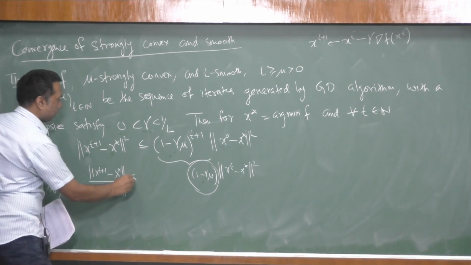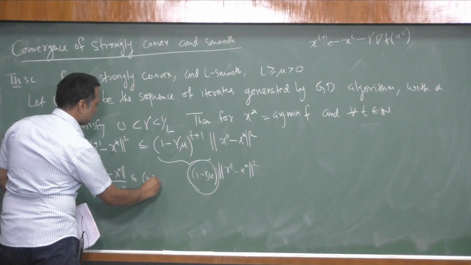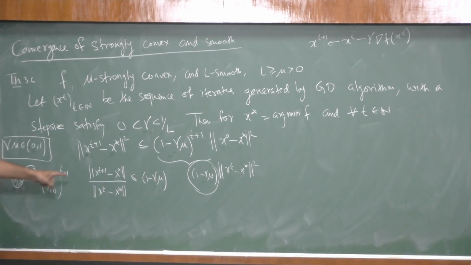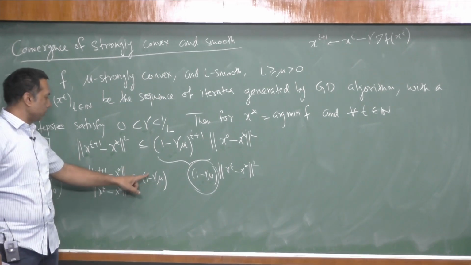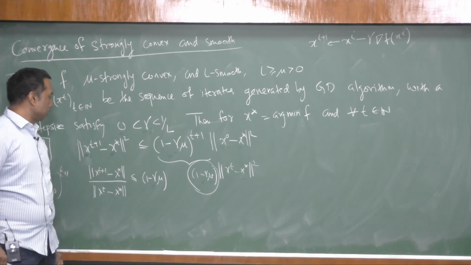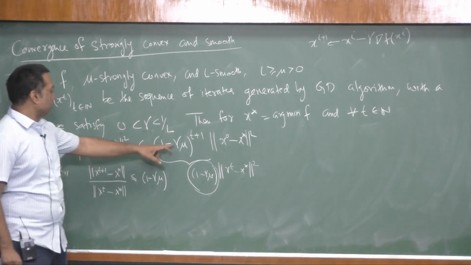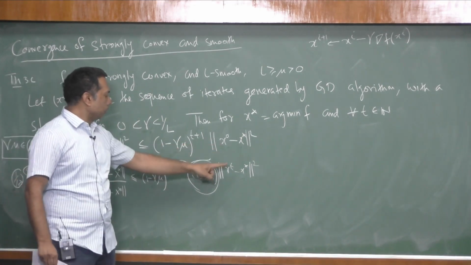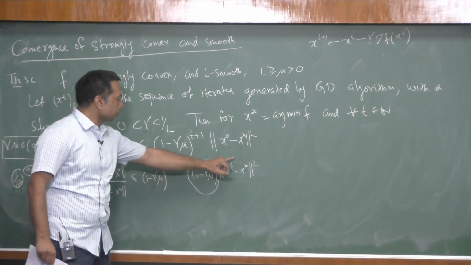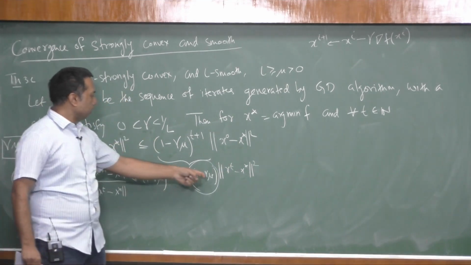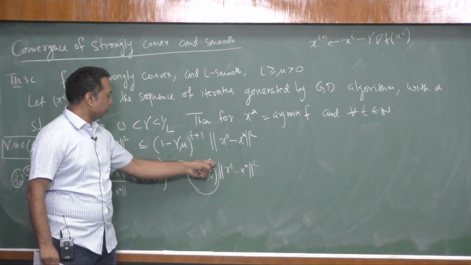So this is less than or equal to (1 minus gamma mu). When I am deciding the convergence rate, I look at t plus 1 and t, and this is a linear decrease. Since I am recursively applying the same thing again and again, t plus 1 will show up here.